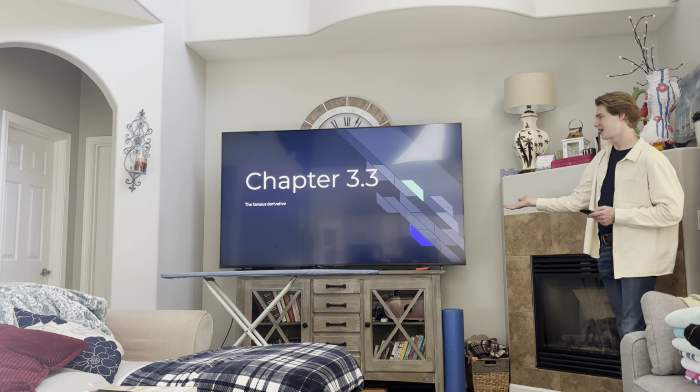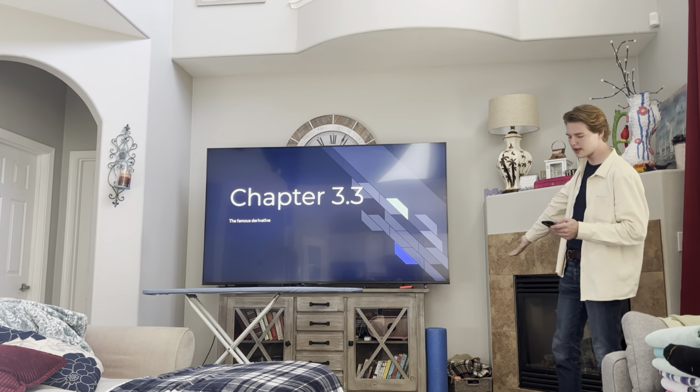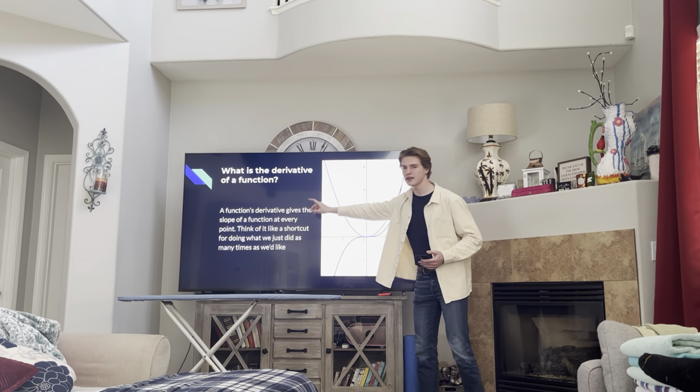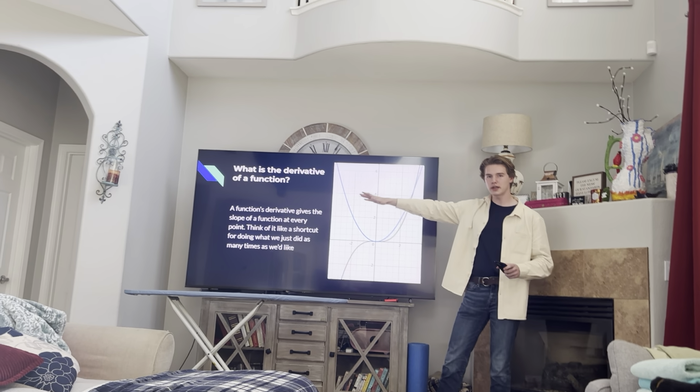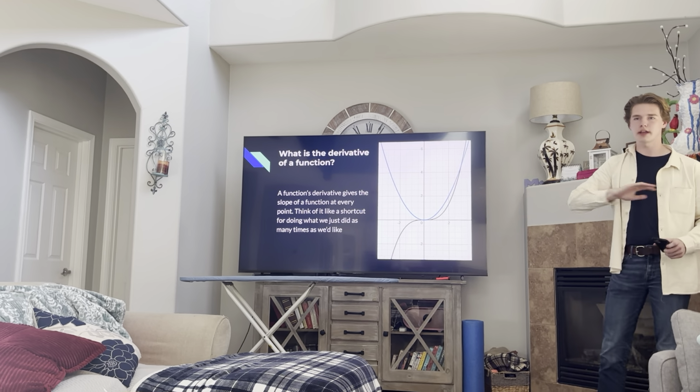So, chapter 3.3, the actual derivative. We calculated the slope at a point. Now I'm going to show you what the derivative is. So what is the derivative? It's a function that gives the slope of every single point. It's a shortcut. It does what we just did a million times over in a fraction of a second.